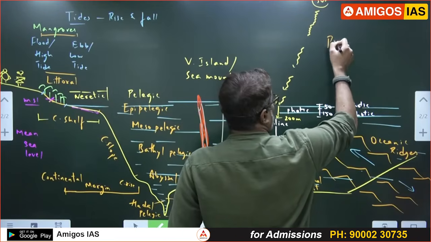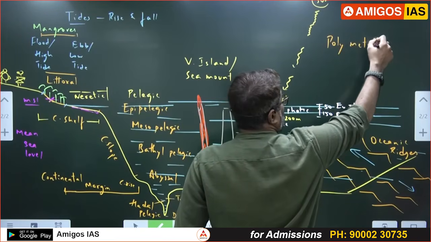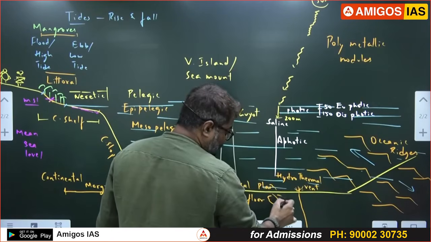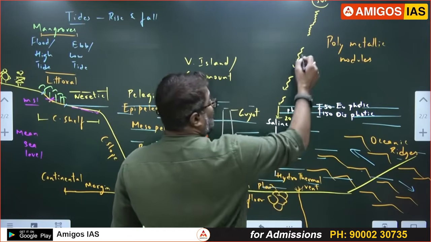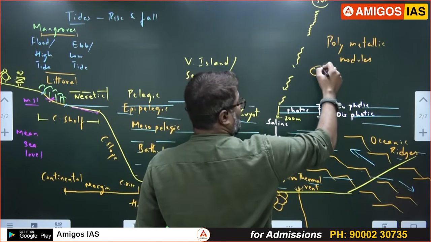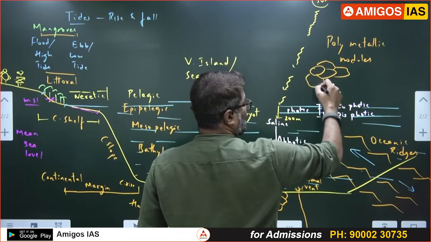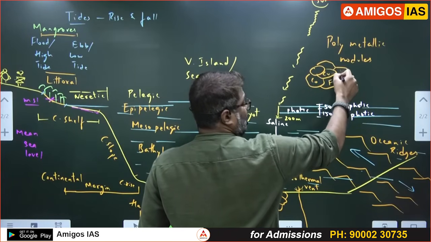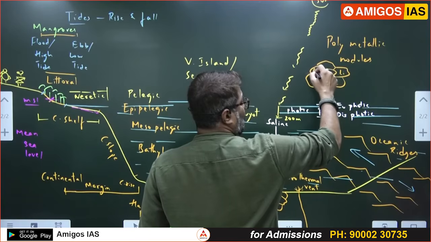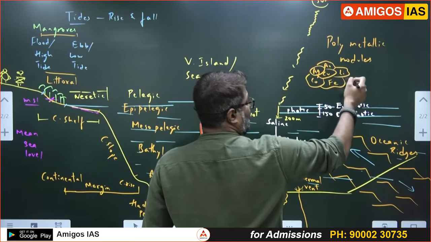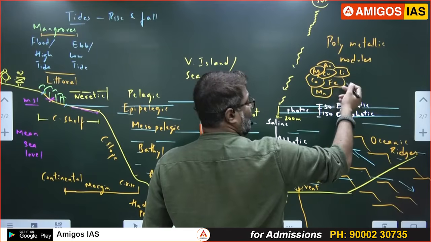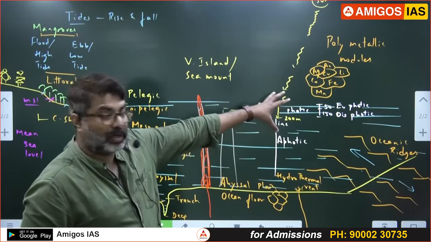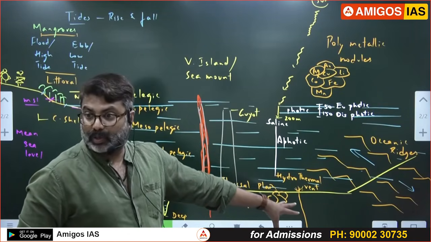I'll write it somewhere here: polymetallic nodules. Nodules means large chunks of minerals found on the ocean floor like this, in large quantity. Like iron, cobalt, copper, lithium. Then we have gold, silver, and manganese, Mn. Co is cobalt. All these polymetallic minerals are found on the ocean floor.